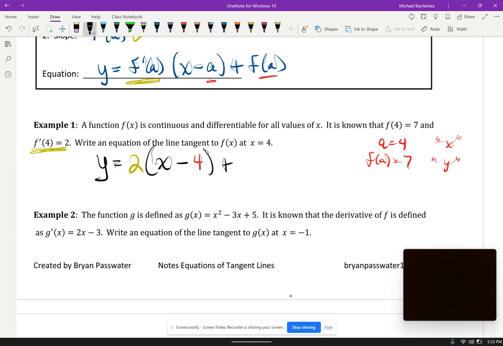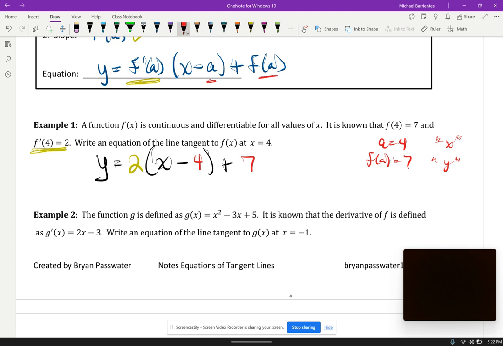Plus the y value at the x value that we found, which was 7. This is the equation that will draw the line that is the tangent line that they're talking about. That seemed pretty easy. Maybe. I don't know. Let's find out.